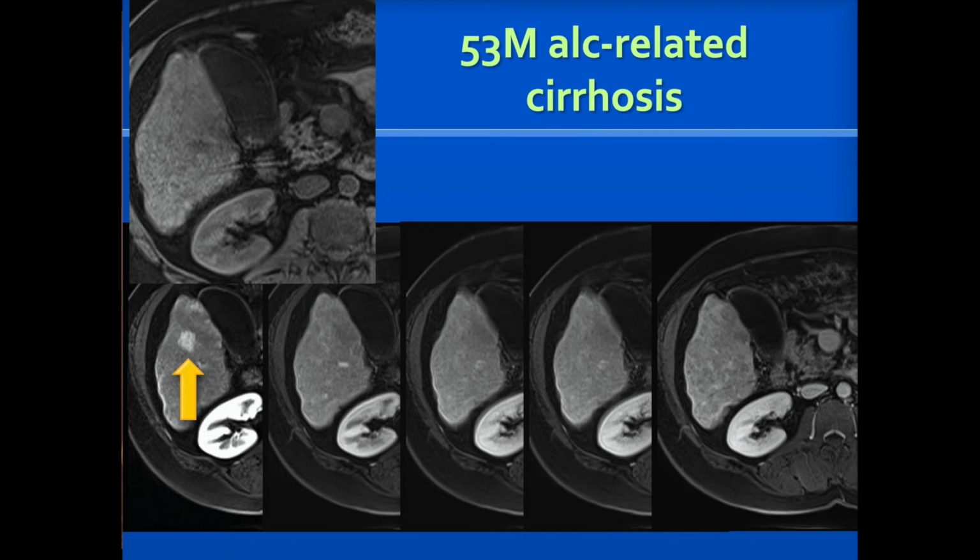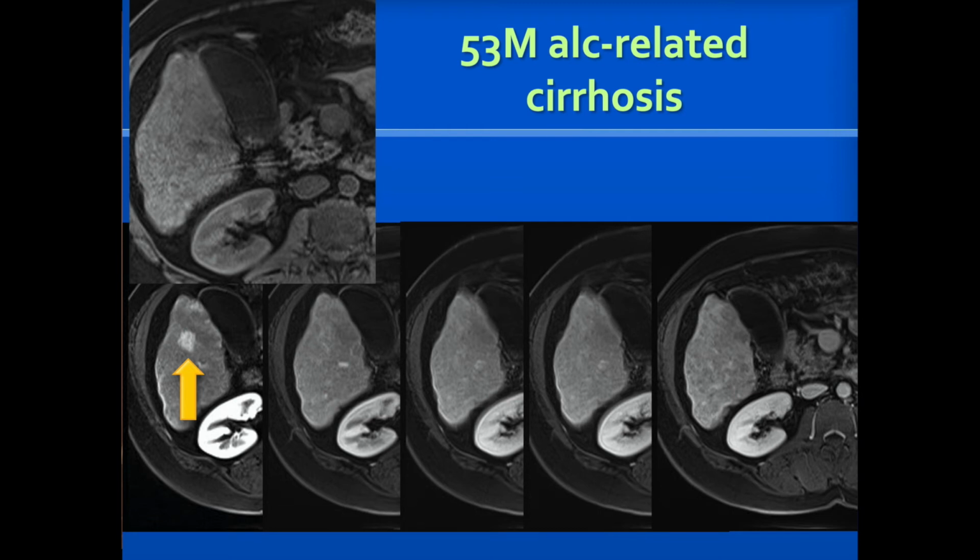Here's another patient, a man with alcoholic liver cirrhosis. On pre-contrast imaging, it's really hard to make out a focal abnormality. On arterial phase, there's clearly a 2.2 centimeter arterial hyperenhancing lesion. And then on later phases, really can't say that we see washout or a capsule appearance. So what do we do with this mass?